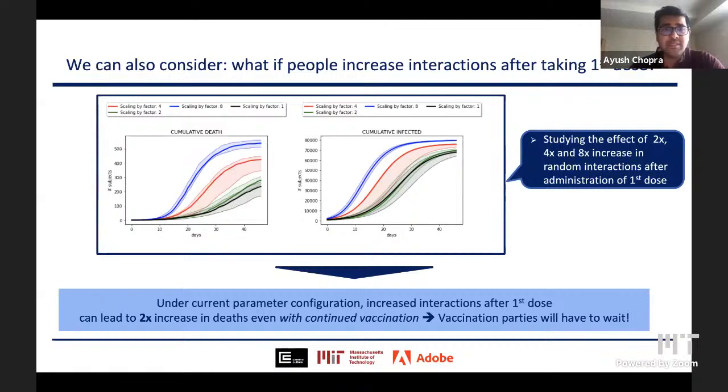So these are important messages which government and policy making departments might need to consider so as to ensure safe recovery from COVID. Back to you, Balaji.